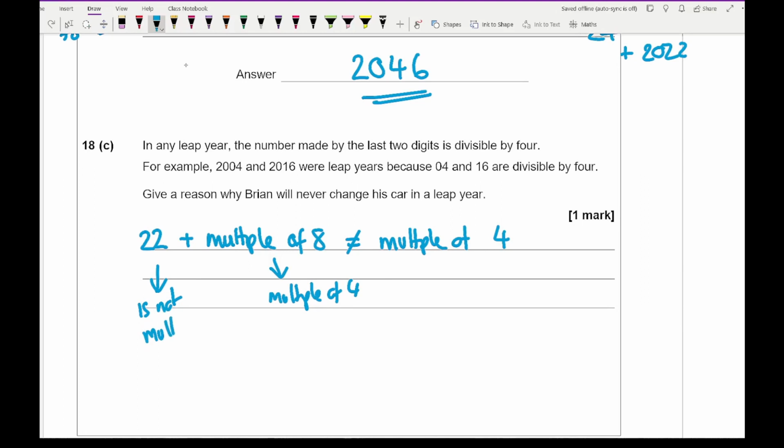So if I add a multiple of 4 to another multiple of 4, it's going to give me a multiple of 4. But if one of them is not a multiple of 4, it means the total is not a multiple of 4. So anything along those lines. You could also say something along the lines of that it is 2 years before a leap year, or in between 2 leap years, would be a viable answer.